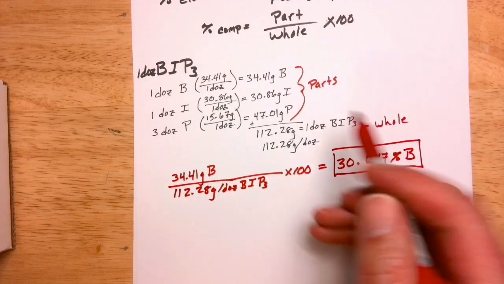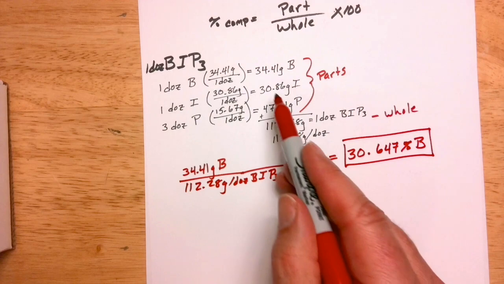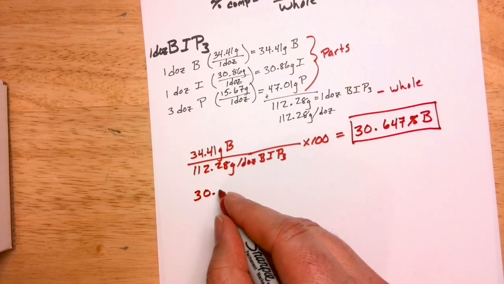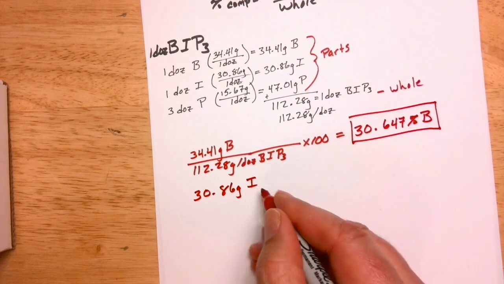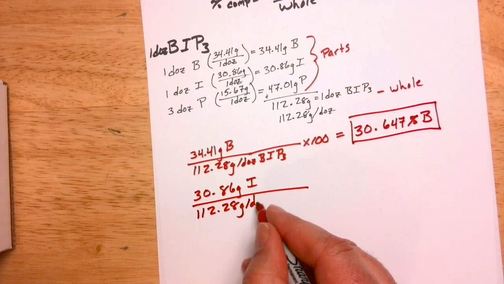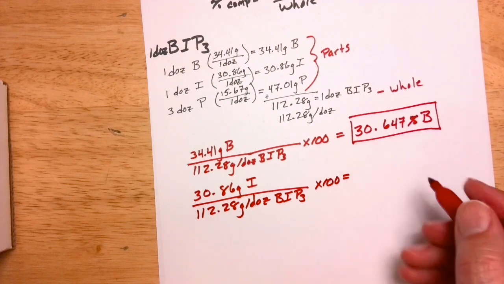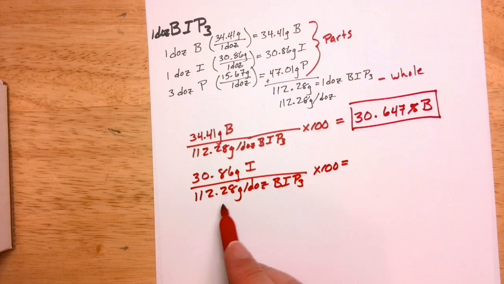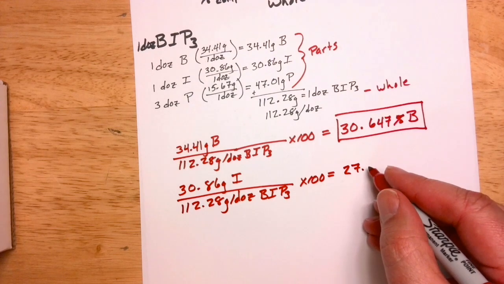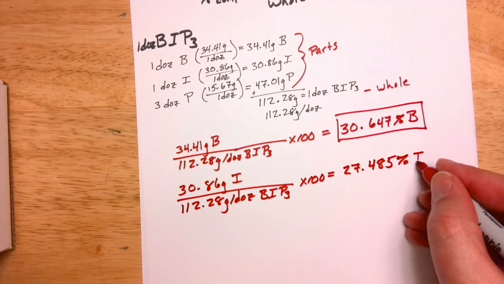Now we're going to find out what is the percentage of index cards. So here's your part, here's your whole thing. So you're always comparing the part to the whole. So we have 30.86 grams of index cards divided by 112.28 grams per dozen of BIP3 times 100. So 30.86 divided by 112.28 times 100, and you get 27.485% of index cards.